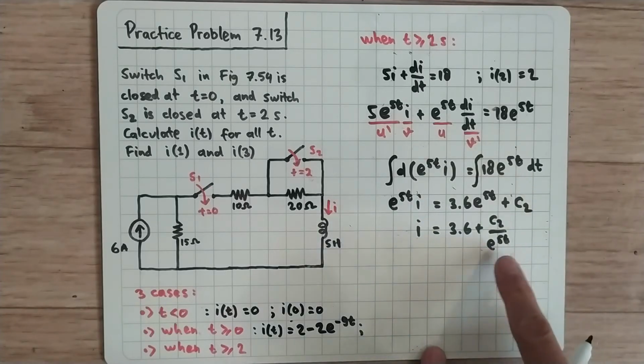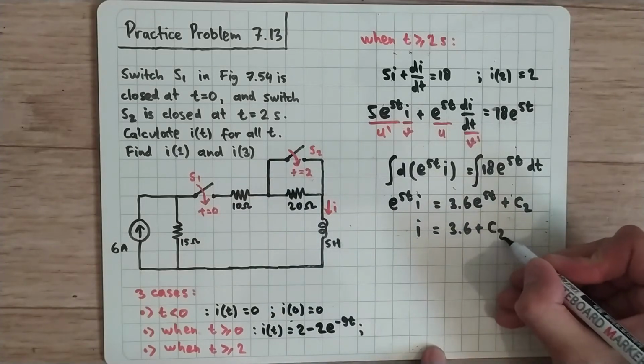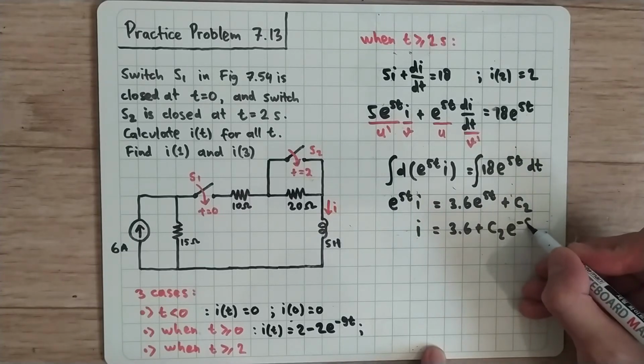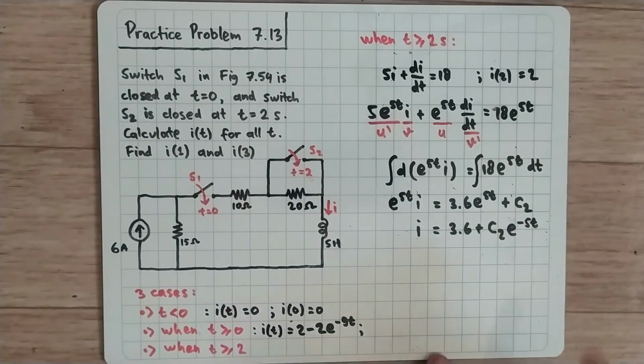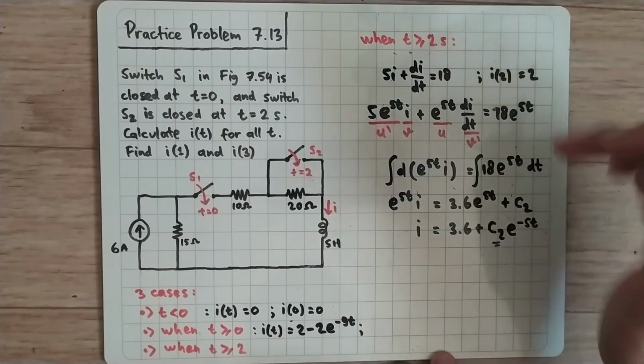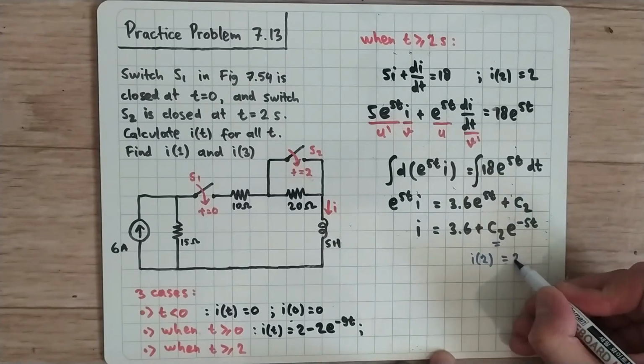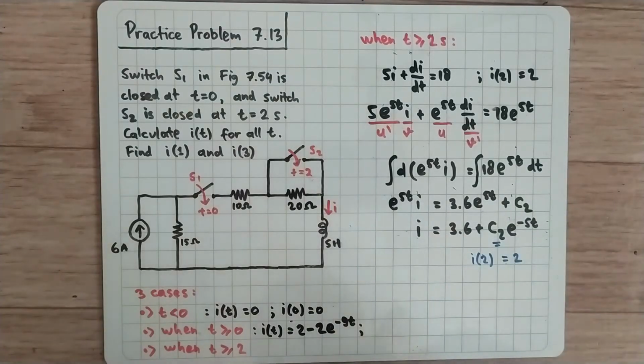Or I can rewrite this e to the 5t as a negative exponent. So I will have C2 e to the negative 5t. Okay, so now we need to find out this integration constant here. How? This is the value when t is equal to 2, we have the value of this function is 2. So this I is a function of time, right? So I can rewrite that as this.